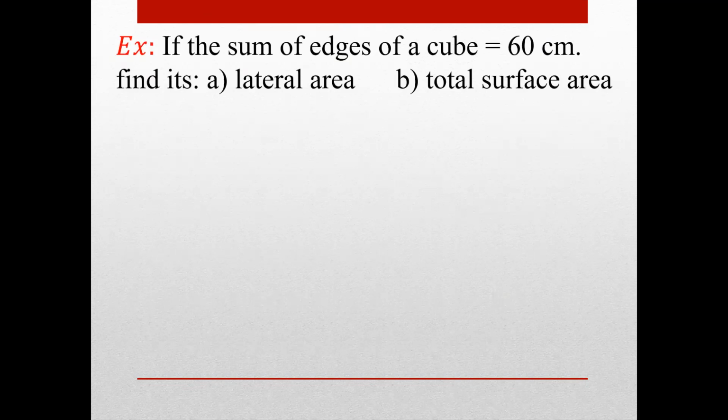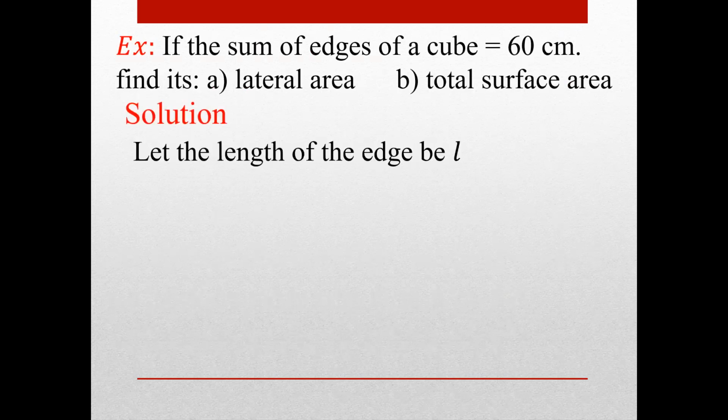An example here: if the sum of edges equals 60. How many edges do I have? I have 12 edges. The sum of all edges equals 60, so I want one edge, one length. I first make 60 divided by 12, so the length will be 5 centimeters. So I can make the lateral surface area. Lateral surface area equals 4L squared, so 4 times 5 squared.